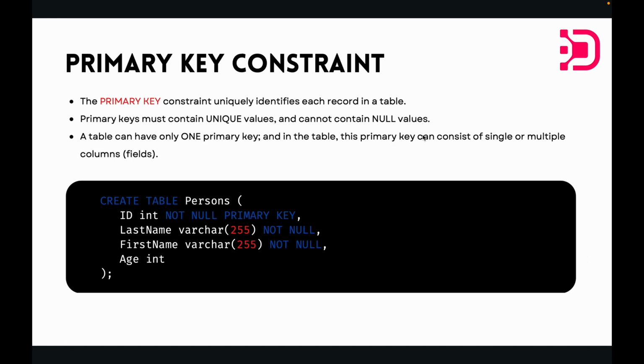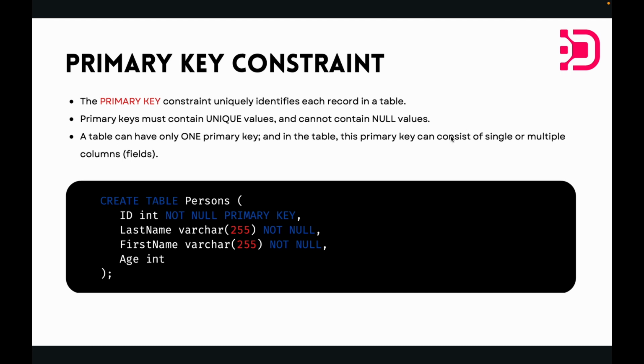So in this code sample, I've specified a primary key for the ID column of persons, because that would be the only column which had unique values as opposed to last name, first name, and age. I've also added a not null, but it's not necessary since the primary key also contains not null constraint within it, or the functionality of a not null constraint within it.